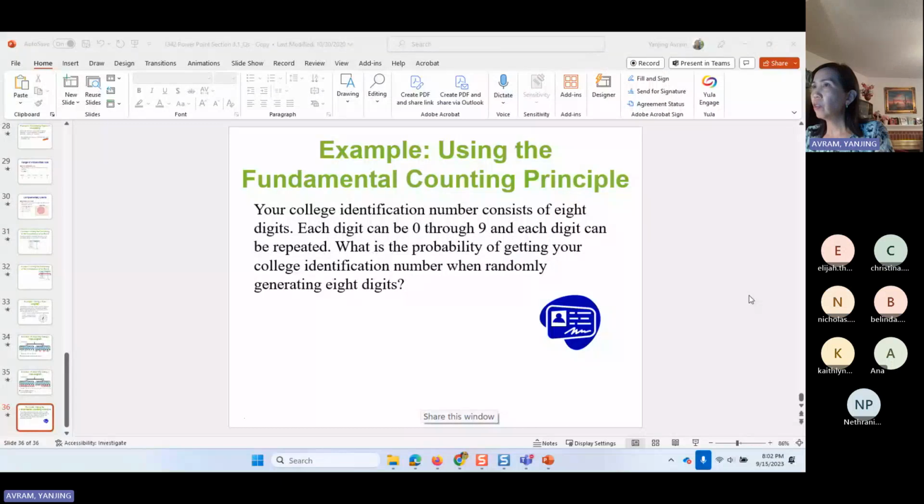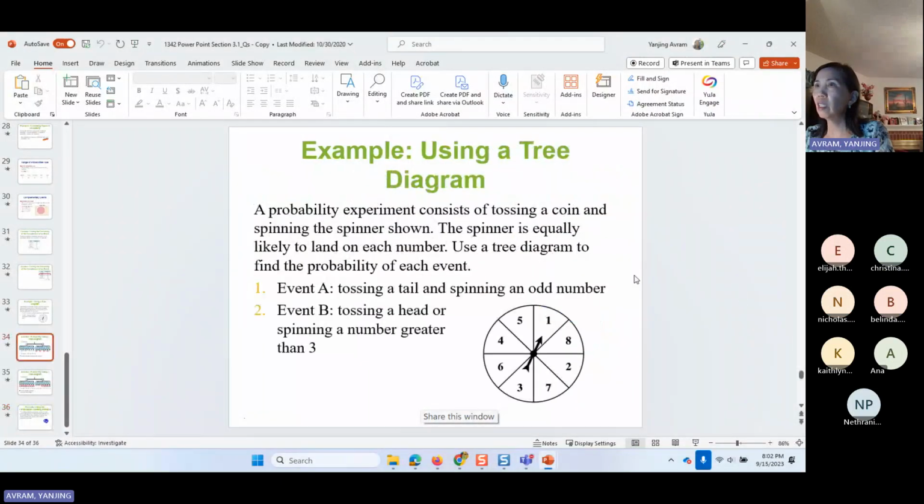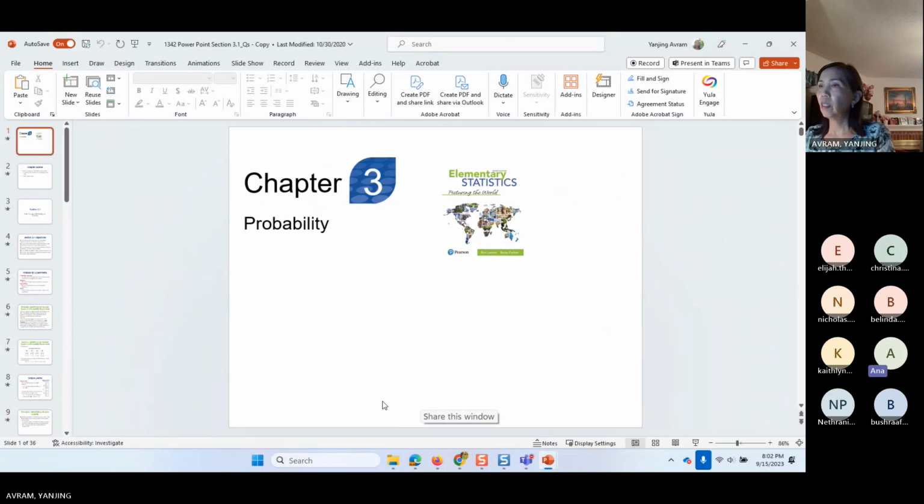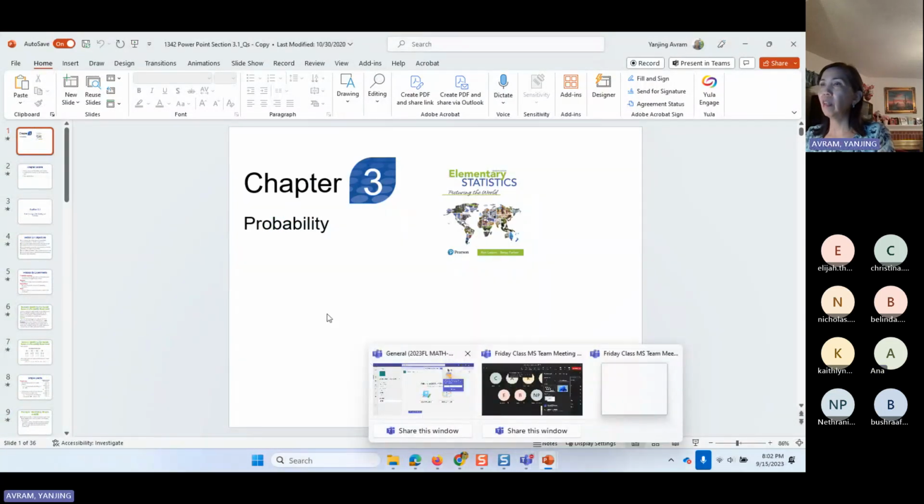So let me go ahead and share my screen. Okay, so can you see my screen? Everyone, can you all see my screen now? Yes. Okay, all right, good.